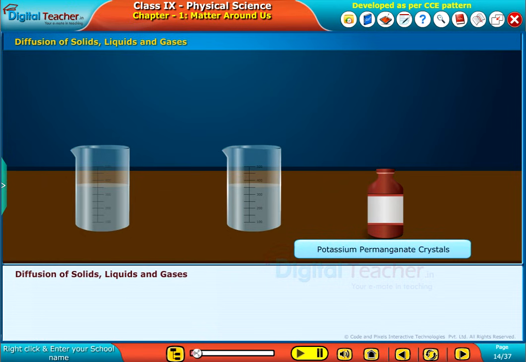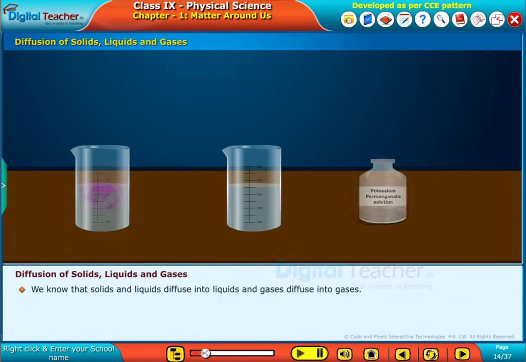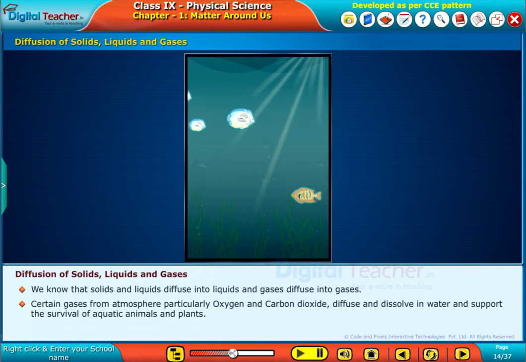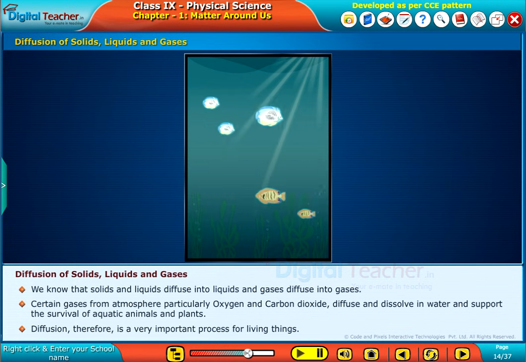Let us know about the diffusion of solids, liquids, and gases. We know that solids and liquids diffuse into liquids and gases diffuse into gases. Certain gases from atmosphere, particularly oxygen and carbon dioxide, diffuse and dissolve in water and support the survival of aquatic animals and plants. Diffusion, therefore, is a very important process for living things.